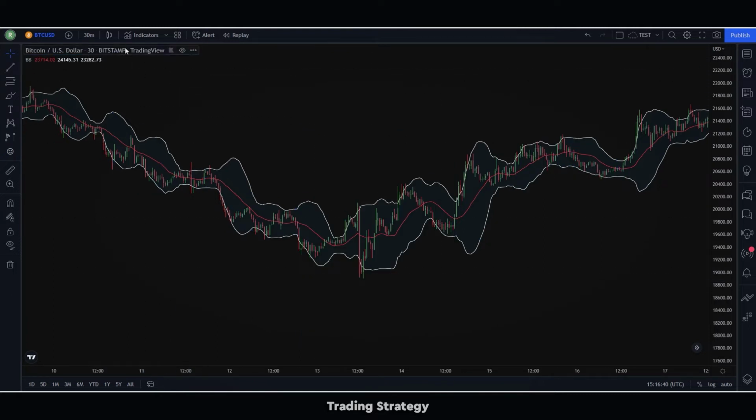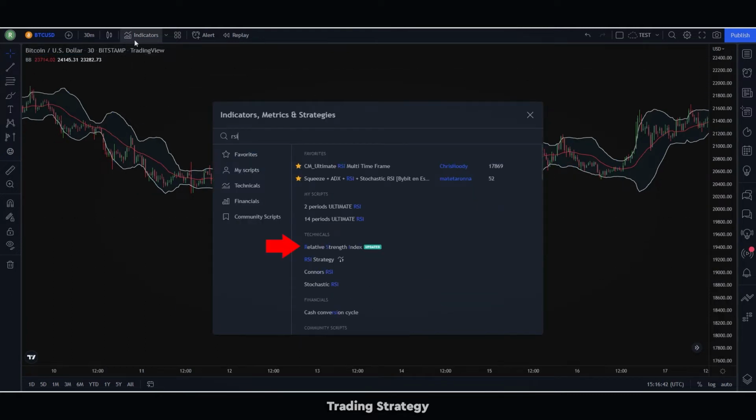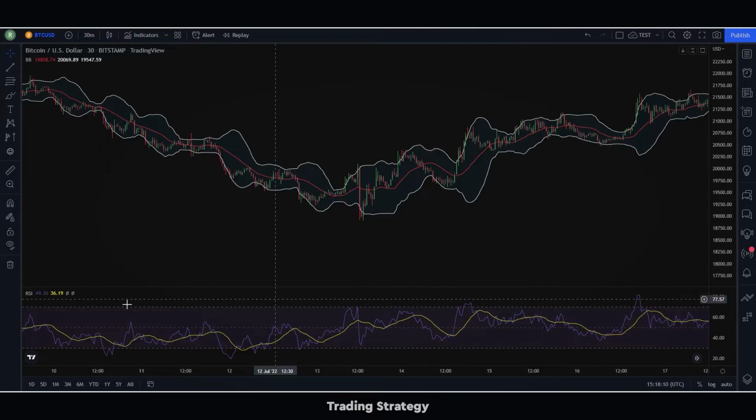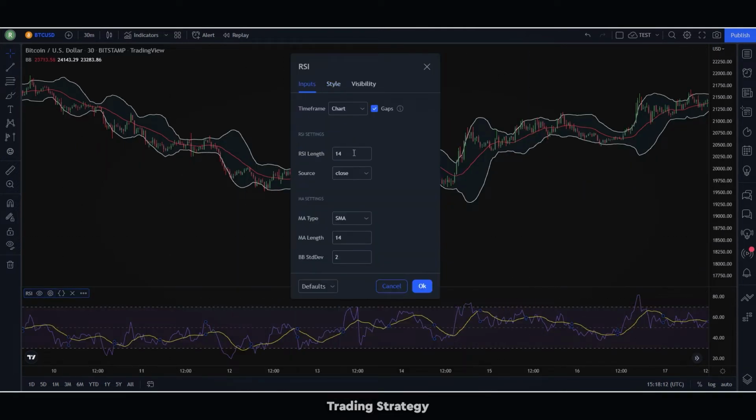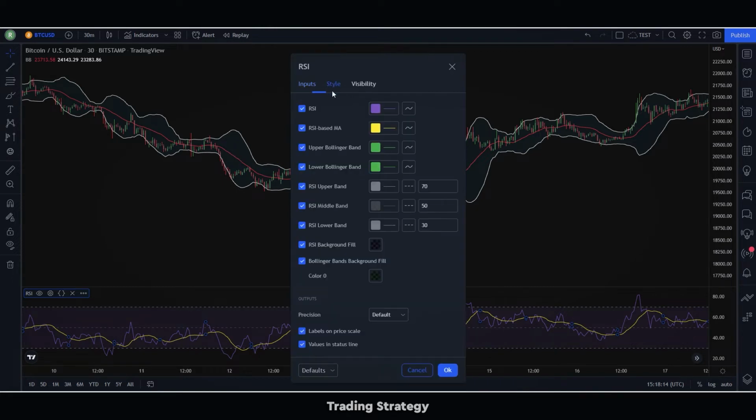The second indicator will be the RSI. We will put this indicator with a parameter of 11 periods. We will deactivate the moving average.